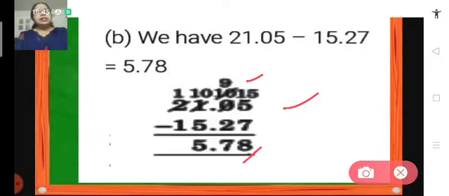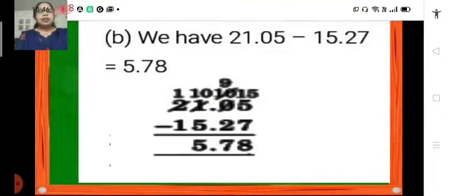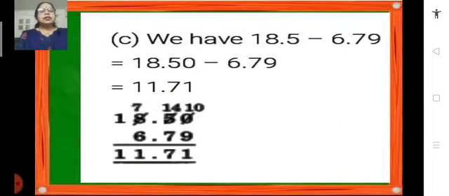Now in tenths we have 9. So 9 minus 2 becomes 7. Then we put the decimal. Then move on to the ones place. Here we have 10, by borrowing. So 10 minus 5 becomes 5 here, and in the tens place we have 1 minus 1, so it is 0. So the answer that we get is 5.78.